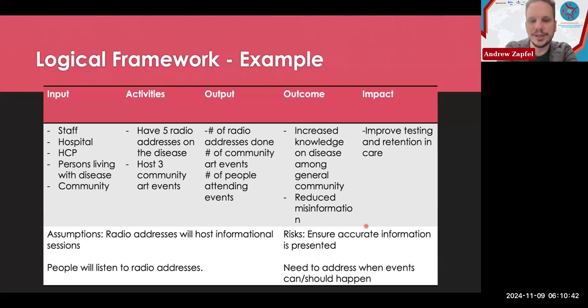In order to raise awareness, though, what are our activities? We're going to have 5 radio addresses on this disease. We're going to host 3 community art events. I made an art event just to make it a bit more fun. But the idea here is these 2 activities are what you want to set out to do.